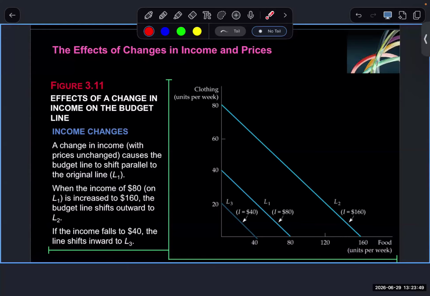Let's see the effect of changes in income and price. Let's start with the change in income first. So if income increased, what will happen to the budget line? If income increased. So originally we are here, L1, okay? Originally we are at L1. If income increased, what will happen? The budget line will move outwards, okay?